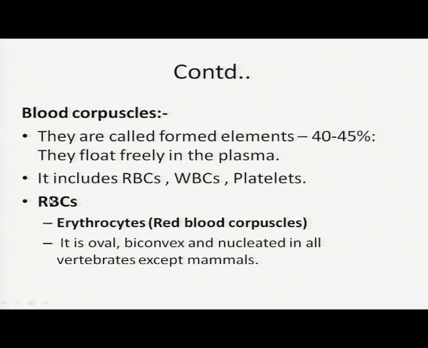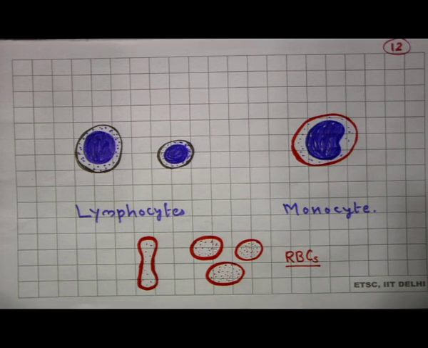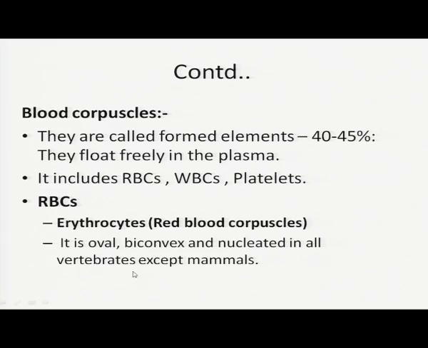Now, regarding RBCs, the other name for it is erythrocyte. Erythro means red, cyte means cell. So, here you can see the diagram of erythrocytes also. See, these are the diagrams here. RBCs, red blood cells or erythrocytes, are oval or biconvex in shape, and they are nucleated in all the vertebrates, but the exception is mammals. Except mammals, they are biconvex and oval in shape, and contain the nucleus.